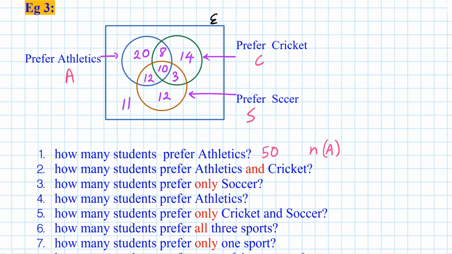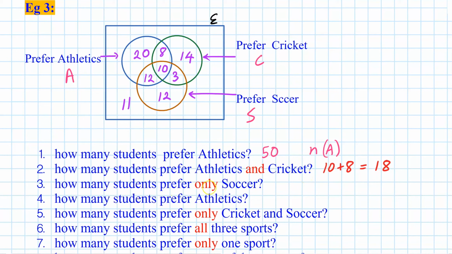Right. How many students prefer athletics and cricket? Athletics and cricket just in that area. So if I simply cover it up, that's that bit. That's what we are looking at. You have 10 and 8. We have 18 of them. There is no word called only in this case. We will have a look at that a bit later.